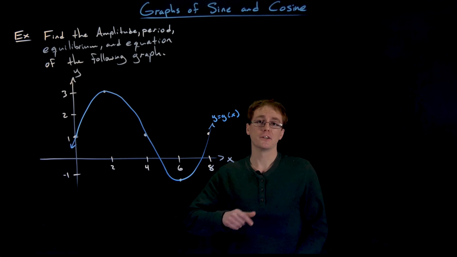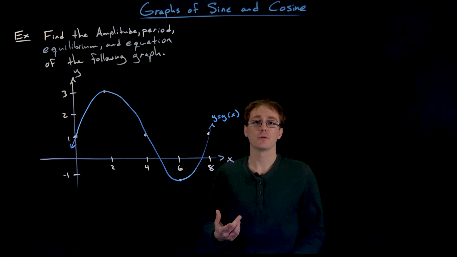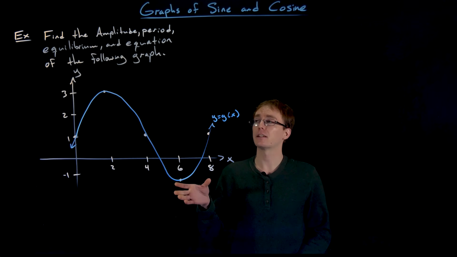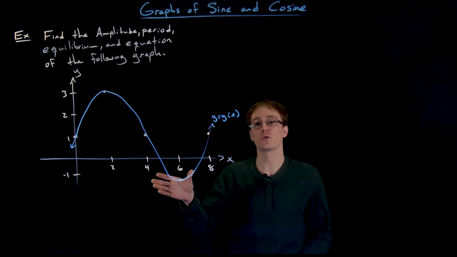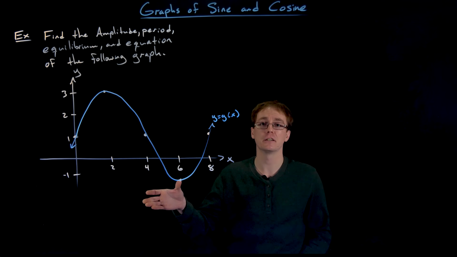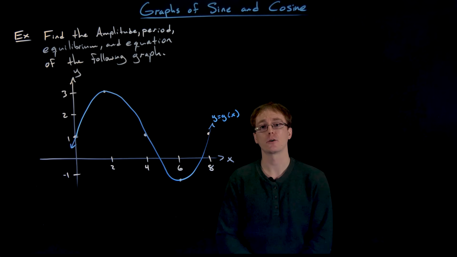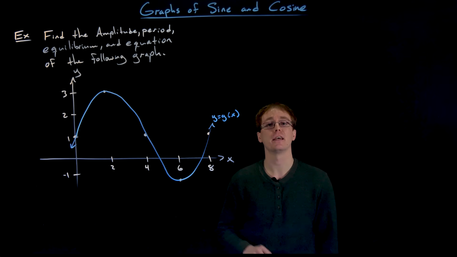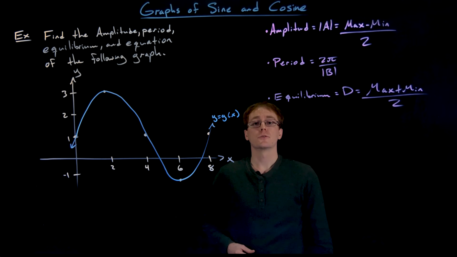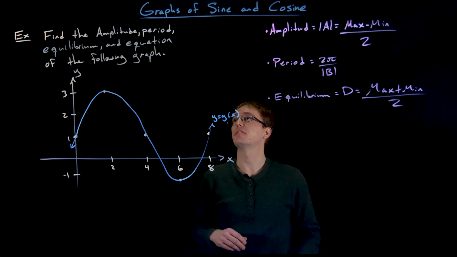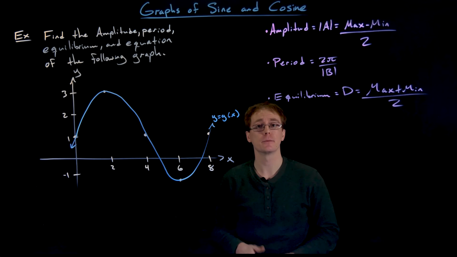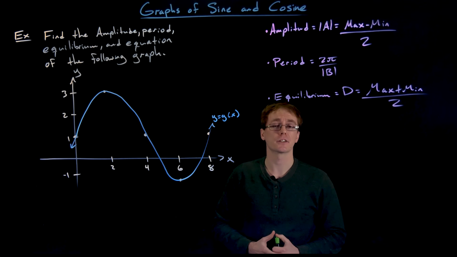And one important thing to note before we even get started with this example is there's actually going to be infinitely many answers to this question, right? We're going to be able to view this as a transformed sine or cosine function, and there's actually multiple sine or cosine functions that would fit to this graph. All right, so in order to kind of work backwards and find the equation of our graph, we're going to actually find the amplitude, period, and equilibrium along the way. So let's go ahead and get started with that.